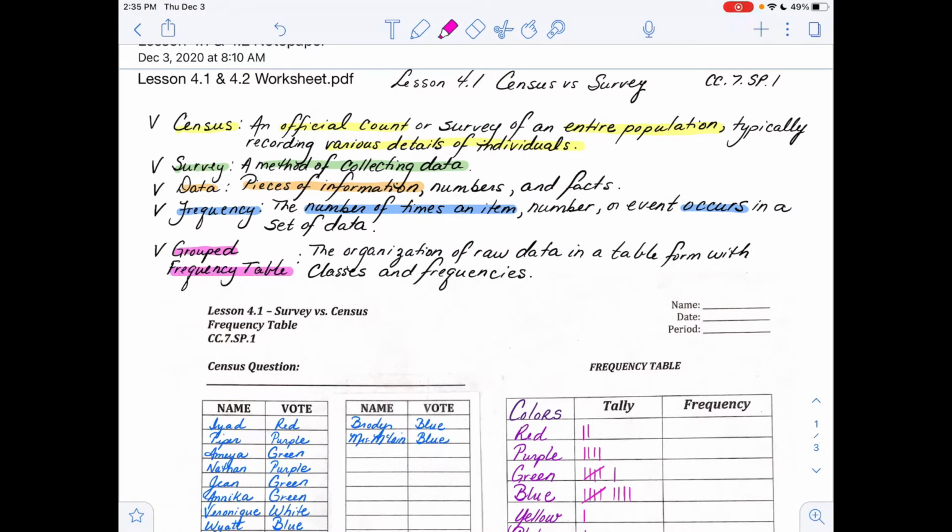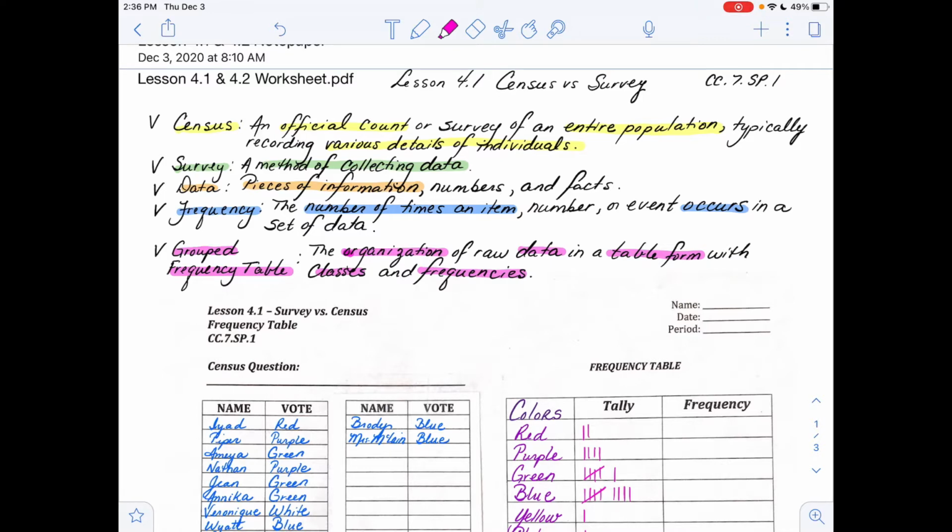And a grouped frequency table is, I know some of you might not know what this word means, or at least looking at your room and your backpack, it would not seem like you know this word. It is the organization of that data in a table form. And in that table, we have classes and we have frequencies. Now, I want to let you know, classes are not like your history, your English, or math. Classes are really the thing that you're asking for.